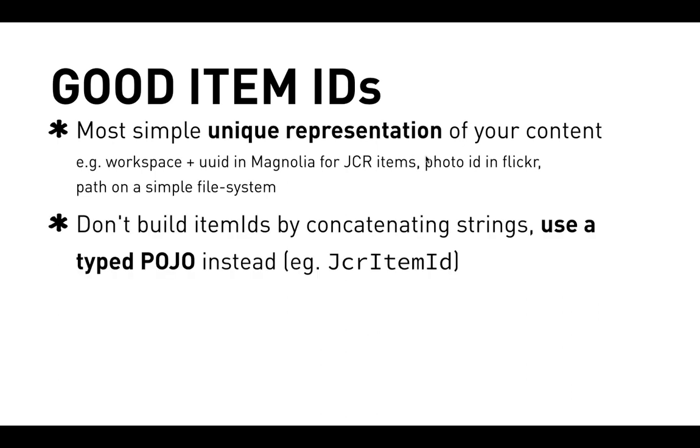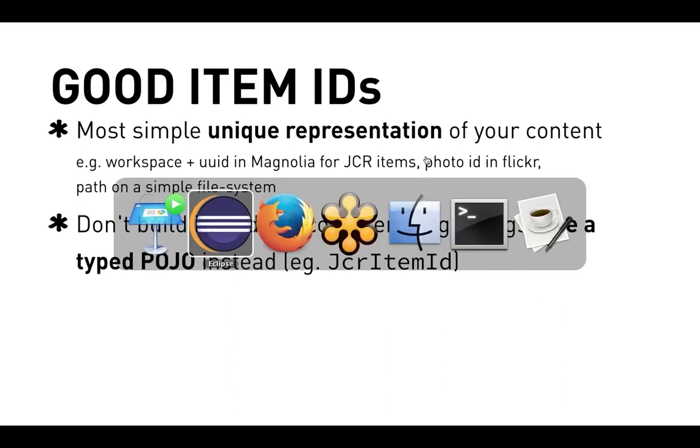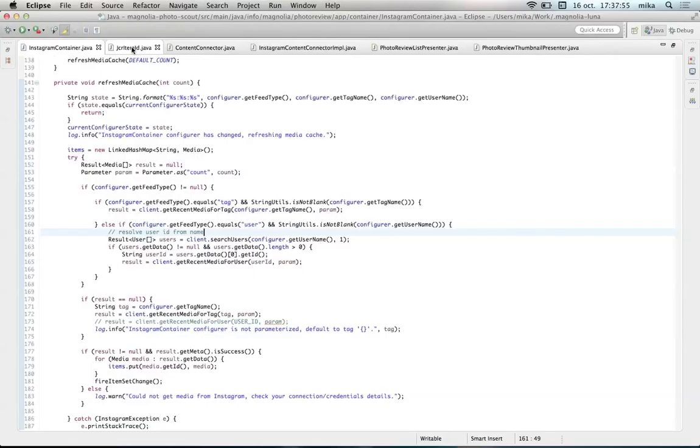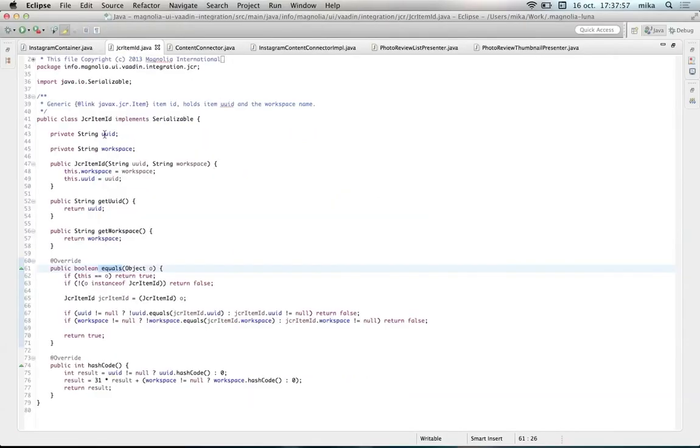The tip here is also that we should not just manipulate strings, concatenating strings to build such item IDs. We should use a dedicated POJO instead. That's perfectly valid to do. I'm just going to show you that briefly with what we have in the case of JCR. The JCR item ID, as you can see, is just such a simple POJO with UUID and workspace. It also implements the equals method. This way you can compare or do some really simple operations without having to manipulate the strings and so on.